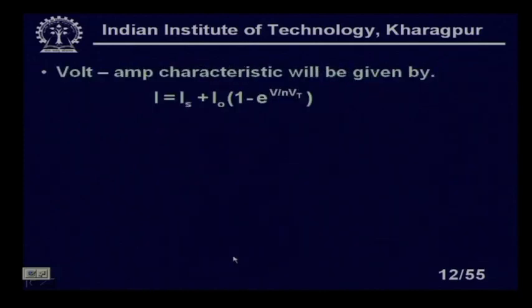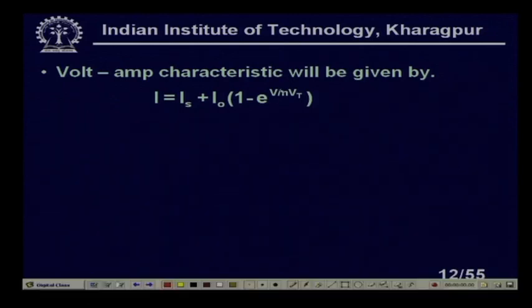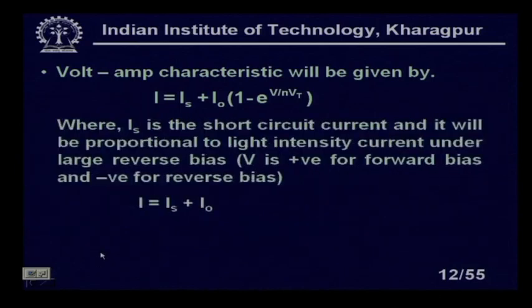The volt ampere characteristics will be given by I equal to Is plus IO into 1 minus e to the power V by eta Vt. Please note this is eta, this is not N, this is eta, like this one, where Is is the short circuit current and it will be proportional to the light intensity current under the large reverse bias. V is positive for forward bias and V is negative for the reverse bias, right.